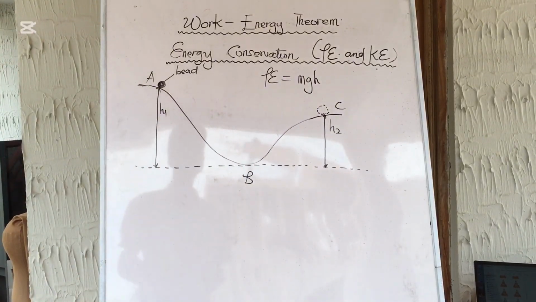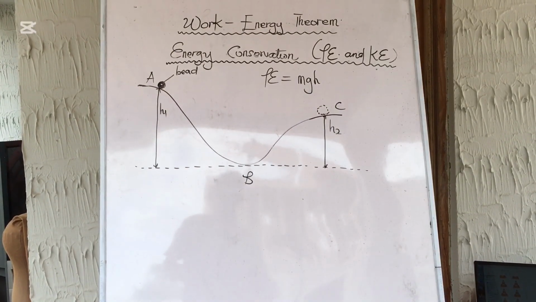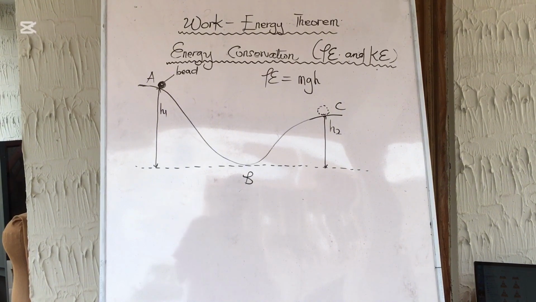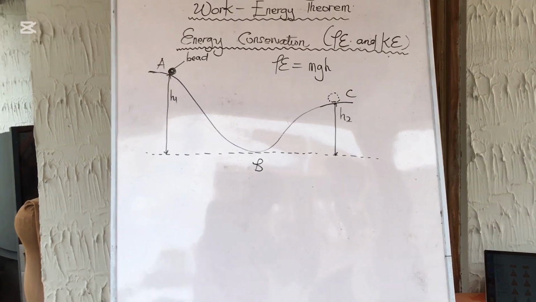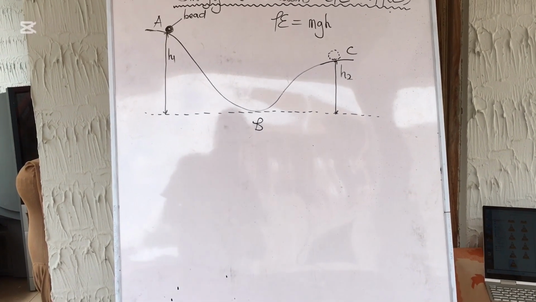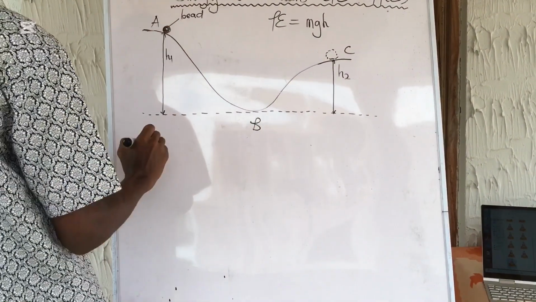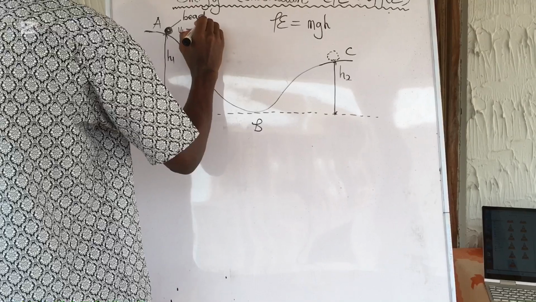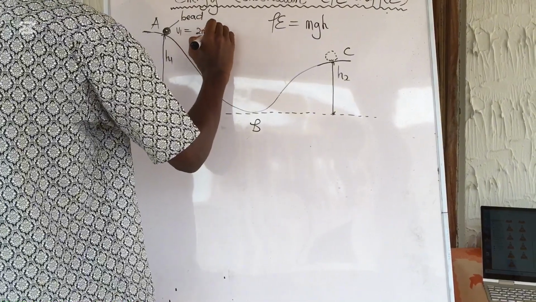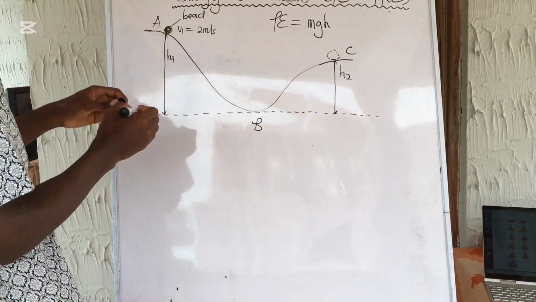For a particular question like this, we break it into two parts. We take point A and point B, and look at the relation between point A and point B. After that, we take point B and point C, and also look at the relation between them. So now let's delve into it. At point A, let's say it has a speed v1 equal to 2 meters per second. So automatically it has a kinetic energy as well.